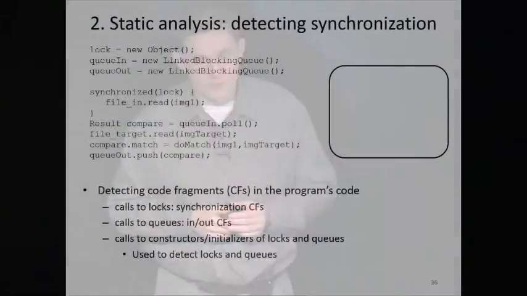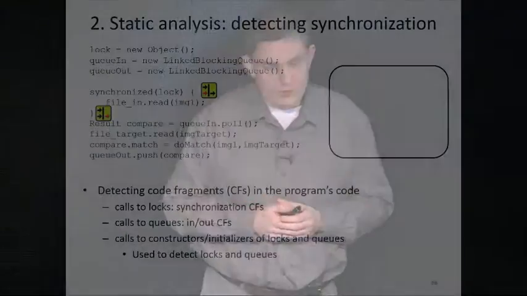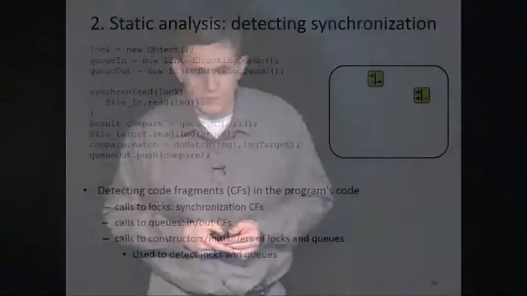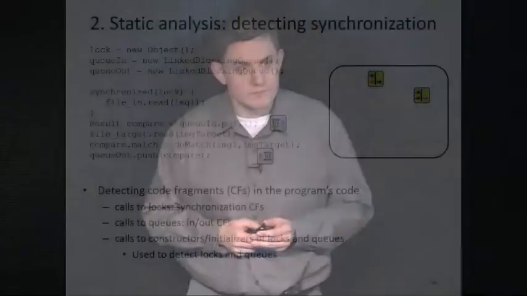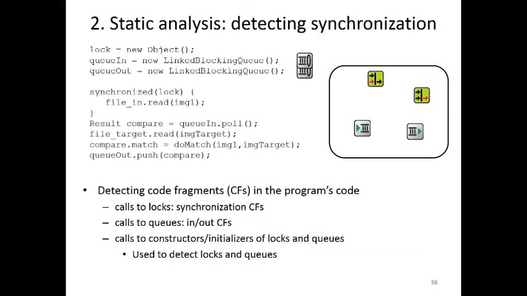Once we're done detecting thread pools, we do static analysis, during which we detect code fragments. We analyze the source code of the program and track specific constructs in it. For example, calls to the program locks, as shown here, become synchronization code fragments in our model. Calls to the program queues become in and out code fragments. We also track initialization and construction of these locks and queues, because by looking at those constructors, we can essentially infer what locks are present in the program.